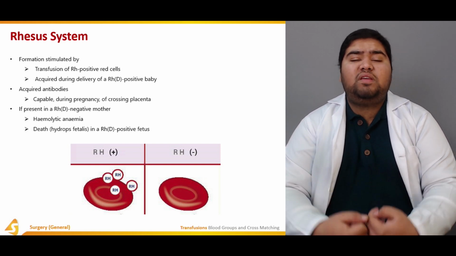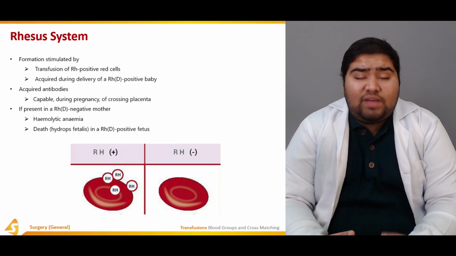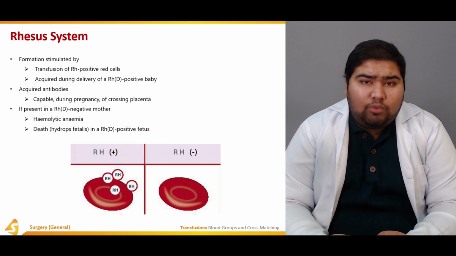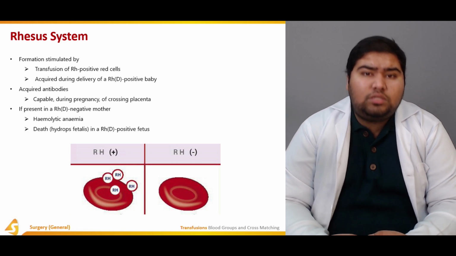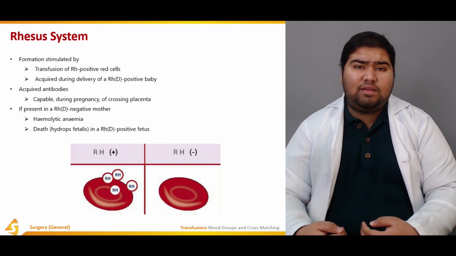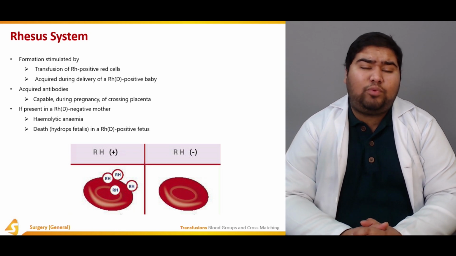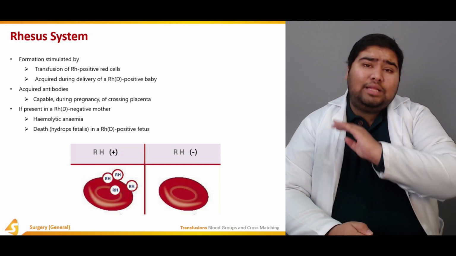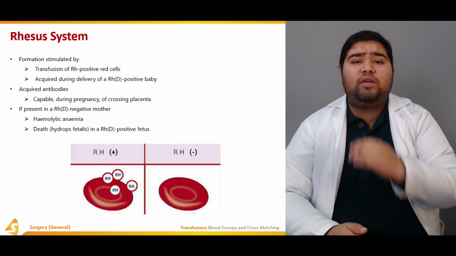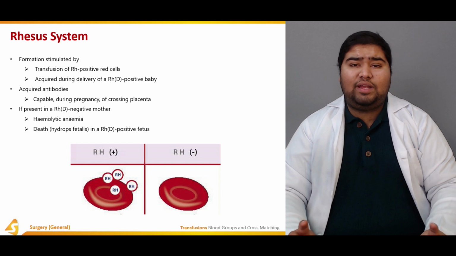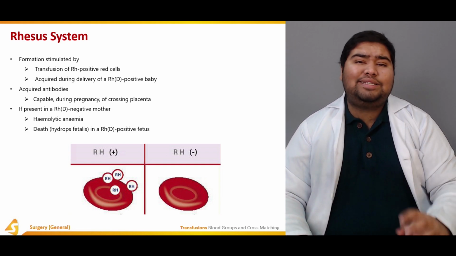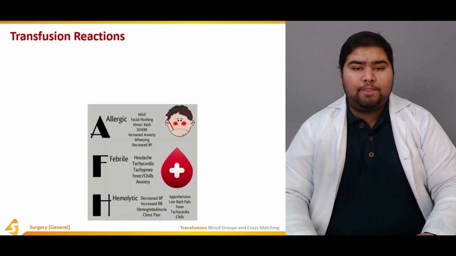So in order to prevent this from happening, you give anti-D antibodies to such mothers who are Rh negative and are pregnant with Rh positive offspring. So this is how you go about it. That's a detailed topic for another lecture. However, I tried to summarize it with an example so that you can understand the rhesus system better.